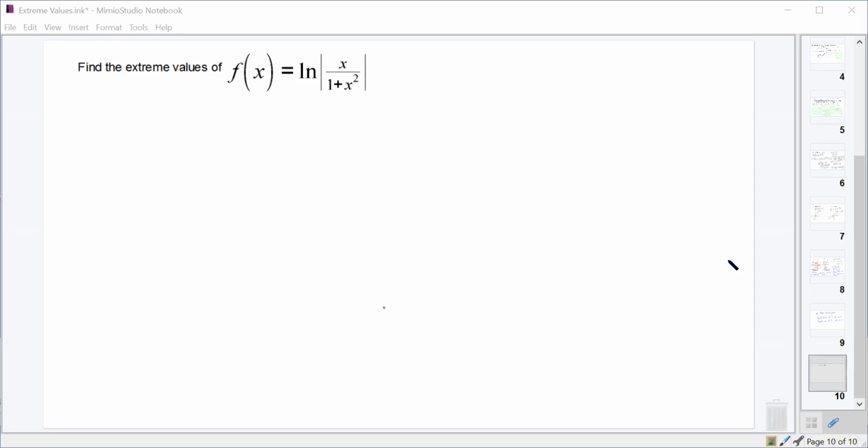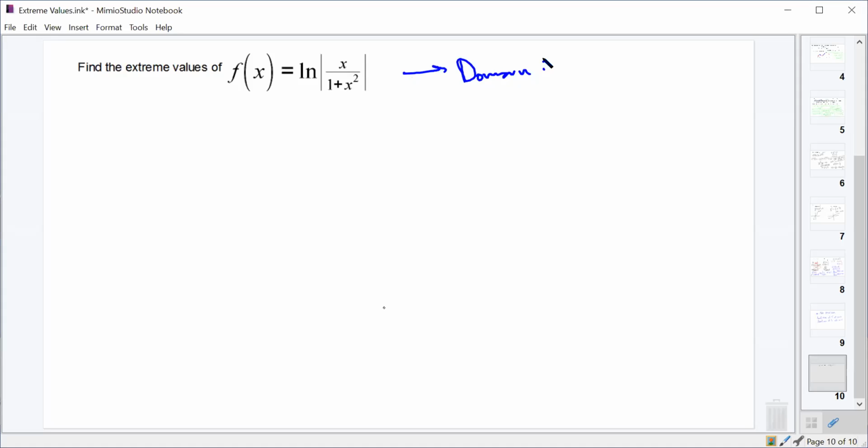All right. So how are we going to deal with this one? Extreme values of natural log of the absolute value of x over 1 plus x squared. What's the first thing we should do? Find the domain. What's our domain? I'm pretty sure all real numbers.